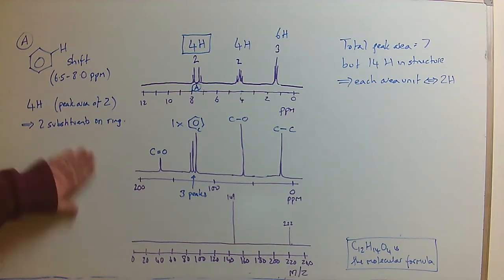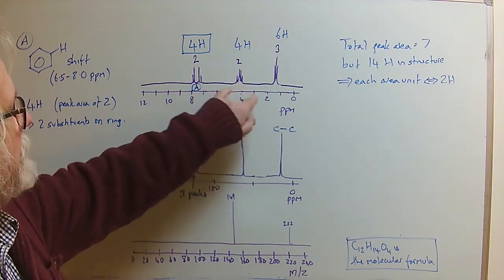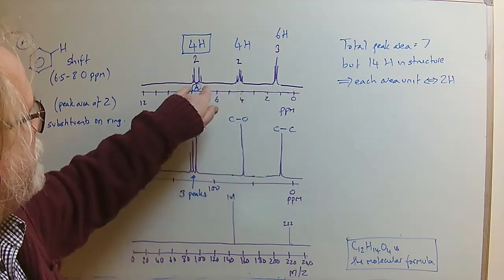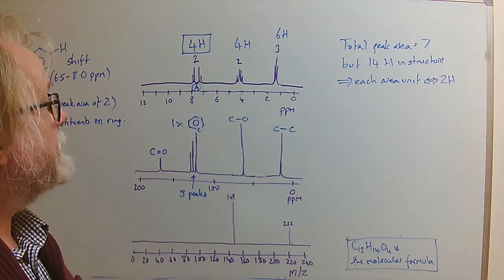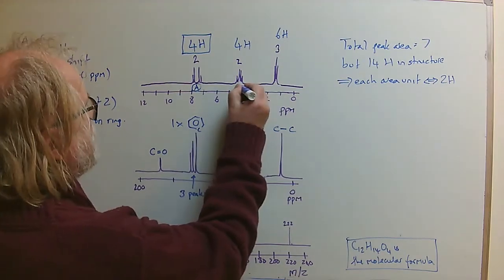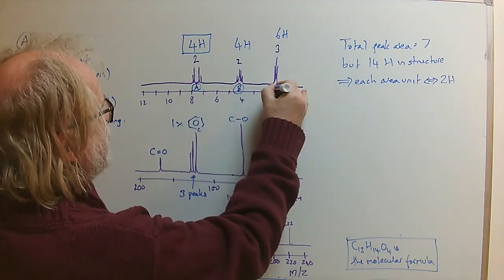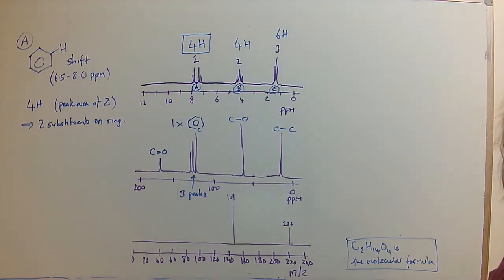So that means that when we see split peaks which are not aromatic, they can't be split by the aromatic hydrogens. They must be, in this case, because there are only two of them, they must be splitting each other. So if we label these peaks B and C, we know that they must be coming from adjacent sets of CHs.